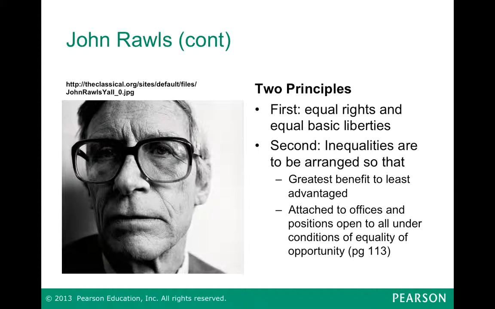He then goes on to say that we should distribute with two principles in mind. The first is that we're trying to grant equal rights and basic liberties for all agents. That makes a lot of sense, and we'll talk a little bit more about how he balances those rights. And second, inequalities are to be arranged so that the greatest benefit is to the least advantaged. Again, trying to supply maybe a few extra blocks for those who are a bit shorter, right?